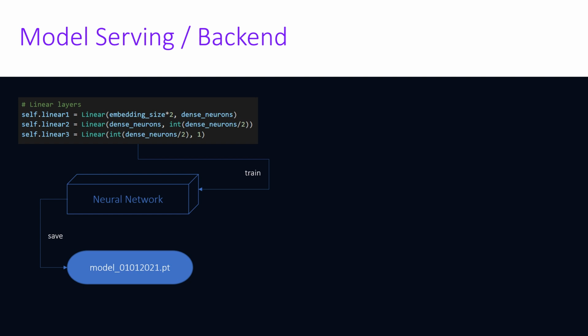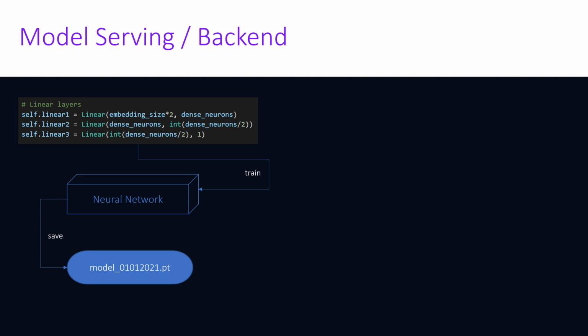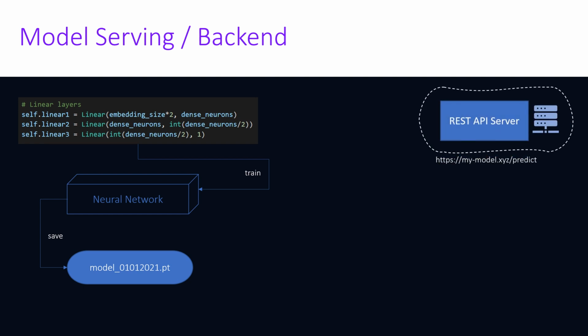Now, the big question is, how do you make this model accessible so that it can provide you with the predictions whenever you need them? This is usually called putting a model in production. To do so, you need to run it in a server. So basically a program that runs in a loop and waits for your request to respond to them. For this, the standard in web development is a REST API server. So we put our model there, it runs in a loop and waits for incoming requests.